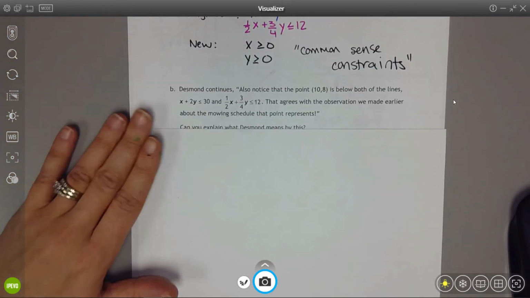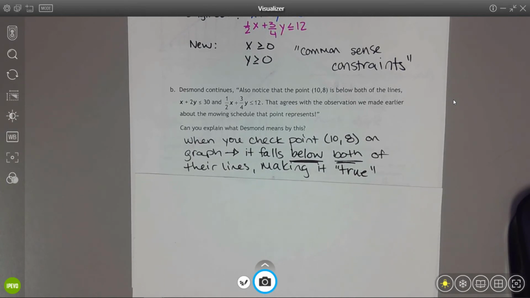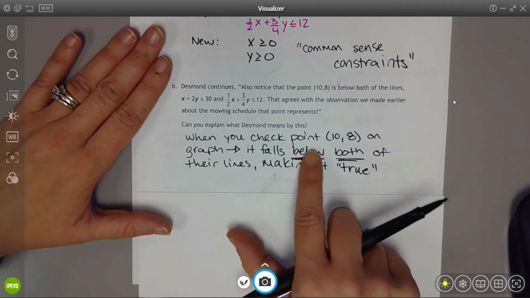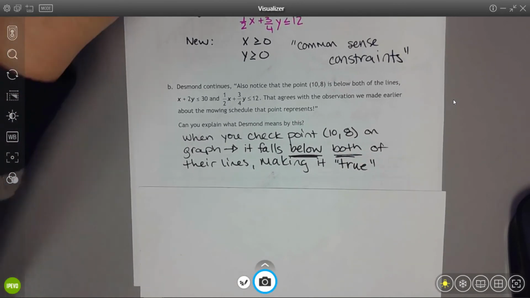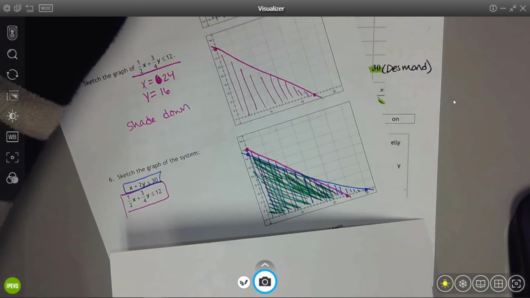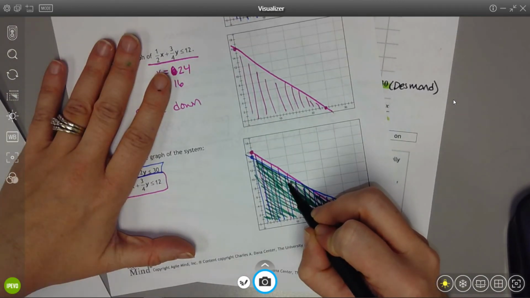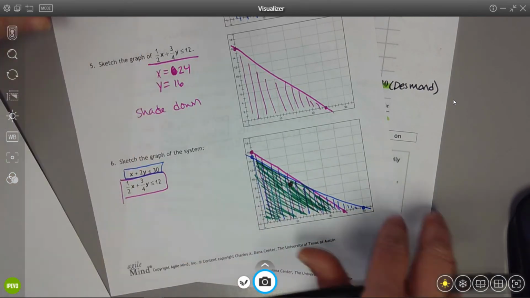So now they continued. They also noted that the point (10, 8) is below both of the lines. That agrees with an observation we made earlier. Can we explain what Desmond means by this? When we check the point (10, 8) on the graph, it falls below both their lines, making it true. And I'll just go back and show you. Point (10, 8) is right here. That falls in both the pink and blue shading, so it holds true.